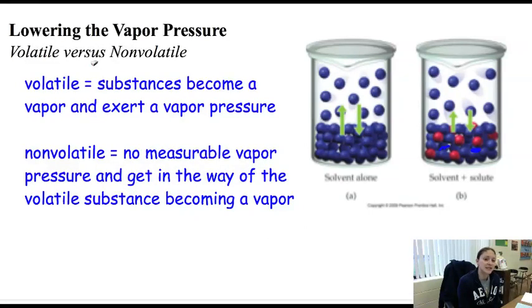Now you have a volatile versus a non-volatile substance. Volatile substances are those that become a vapor very easily and will exert a vapor pressure, while non-volatile exerts no measurable vapor pressure and just instead gets in the way of the volatile substance becoming a vapor. So when we look at the example here to the right, if you just have your solvent alone, and we add a non-volatile solute to it, which is the ones in the red here, all they do is just get in the way of the blue ones here, my other solute or solvent, trying to evaporate or vaporize. So that's a volatile, which easily vaporizes, and a non-volatile, which doesn't, and then just gets in the way.